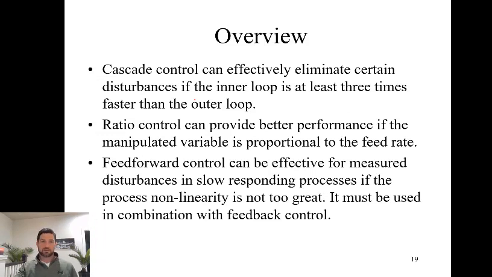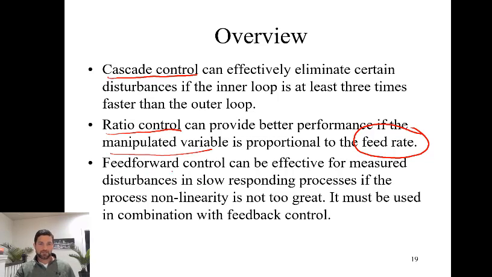Okay, so in summary, we talked about a few methods. Cascade control can effectively eliminate disturbances. The inner loop has to be faster than the outer loop, and the inner loop has to eliminate the effect of a disturbance that's associated with a manipulated variable. A ratio controller can provide better performance if the manipulated variable is proportioned to the feed rate. So for ratio control, the disturbance has to be a feed flow rate, and this feed flow rate has to be proportional to the value of the manipulated variable.